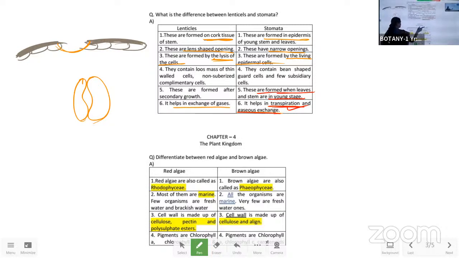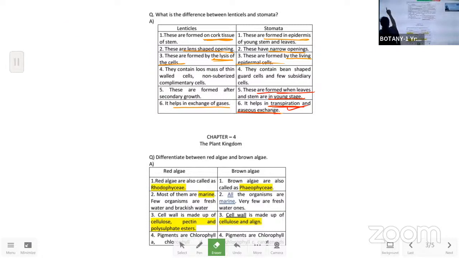Okay, and next comes another important question in this chapter, that is by the position of the meristematic tissue. How to say which type of meristematic tissue is present in the plant body. Okay, by the position of the meristematic tissue, we can divide the meristematic tissues into the 3 different types.